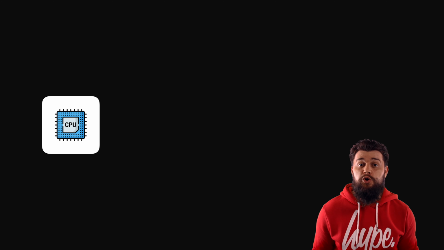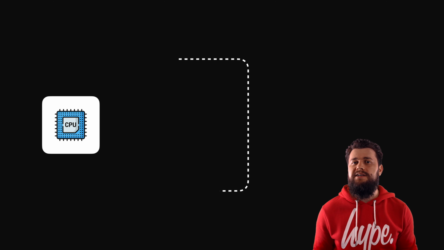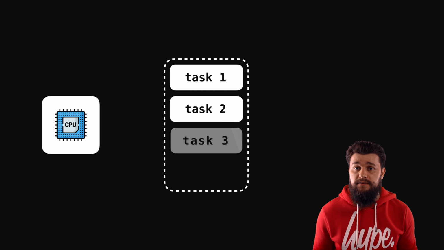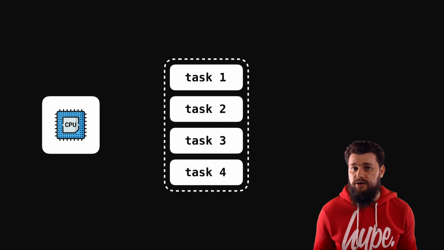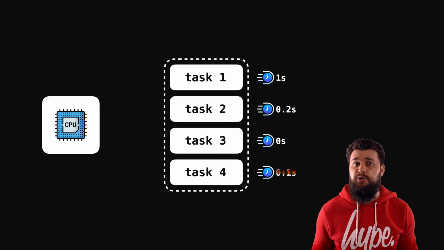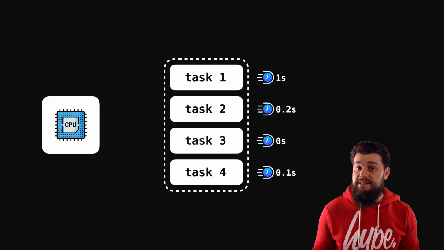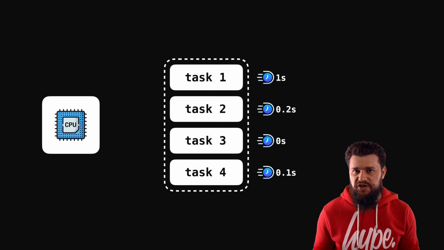So again, let's think you have your good old CPU and you have a certain amount of tasks inside a thread, and you want to execute those tasks, but you don't know how much time each one of those tasks will take. Let's say the first task is going to take 1 second, the second is going to take 0.2, the third is going to take 0 seconds, and the last task will take 0.1 seconds. Now, how exactly will the CPU behave in this type of situation?